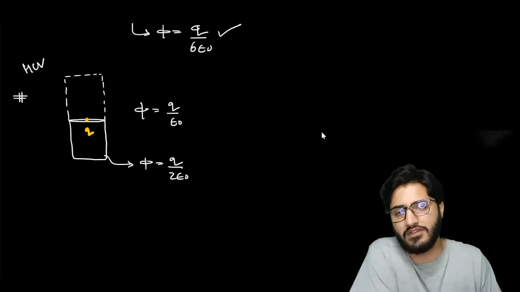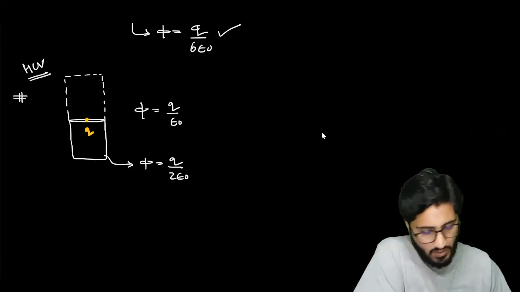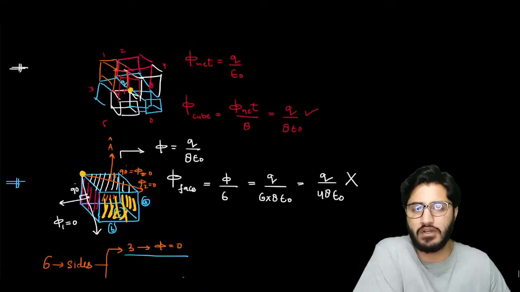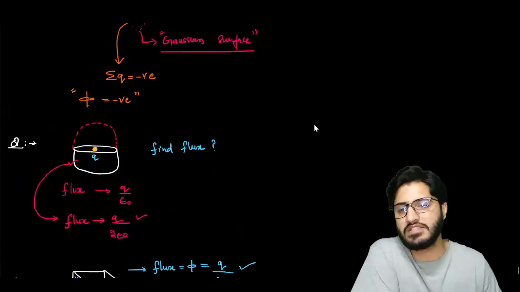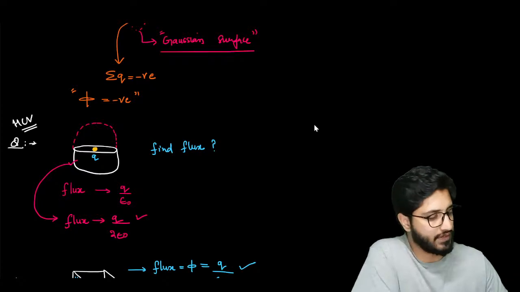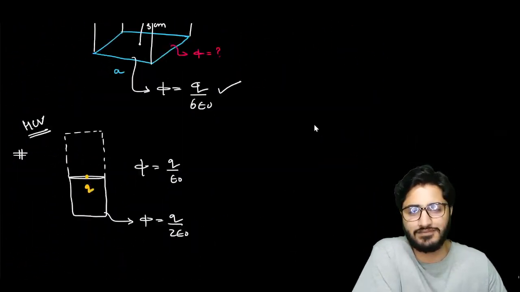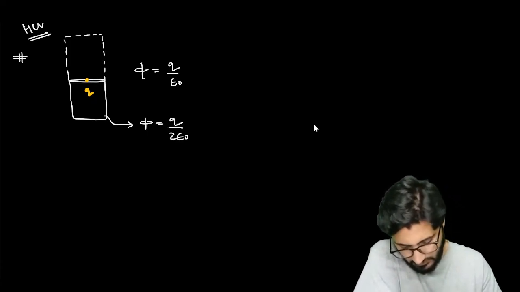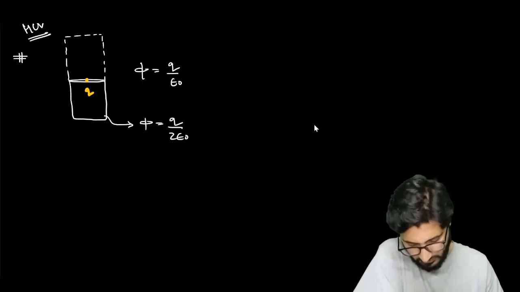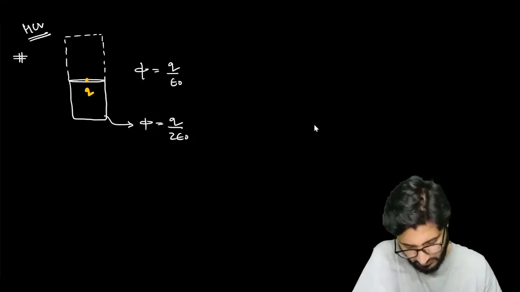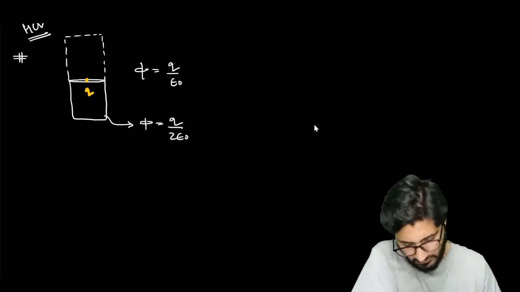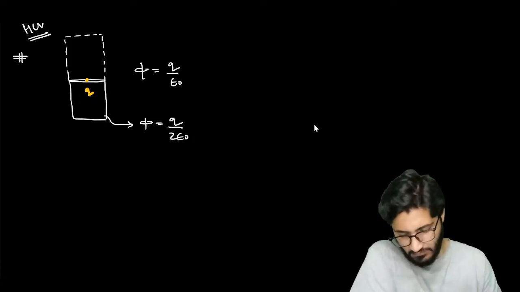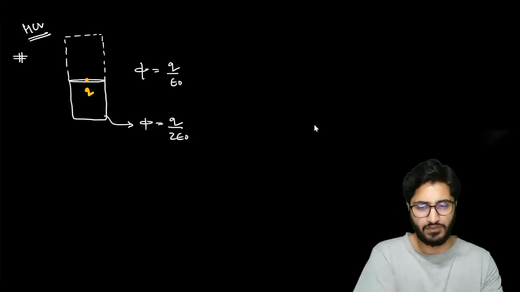This numerical is from HCV. And this one also, na. This one also, the hemispherical one. This is also from HCV. S.C. Verma book, right? Again, it's a very famous book. Okay, so we had discussed these things now.